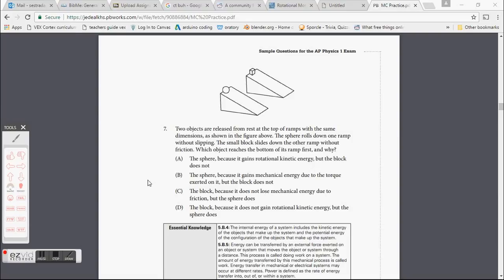So the small object slides down the other ramp without friction. So it's just sliding down, no friction. So when you think no friction, you have to think mechanical energy is conserved completely. So which object reaches the bottom of the ramp first and why? So go ahead and take a moment, pause it, talk about it with your people, and see what you think the answer is.